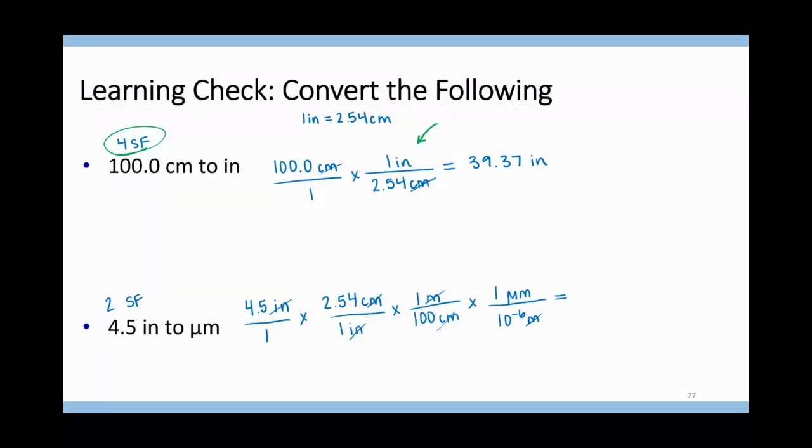So when you punch this into your calculator, you can keep each as a fraction, or you can do one step at a time, where we'll do 4.5 times 2.54, and then that answer divided by 100, and then that answer divided by 10 to the negative 6. And you should get in your calculator 114,299.9 micrometers.